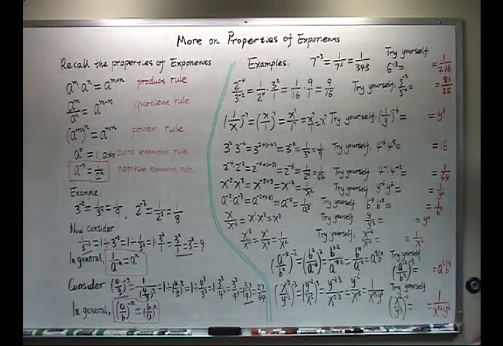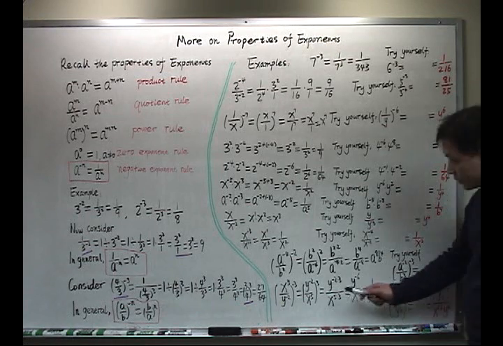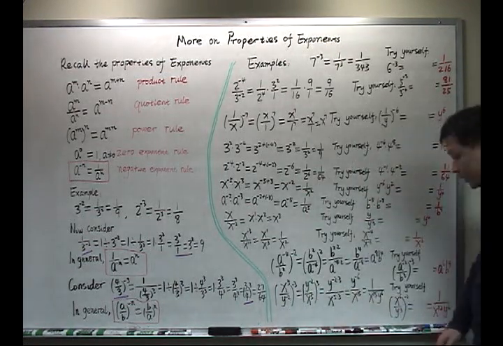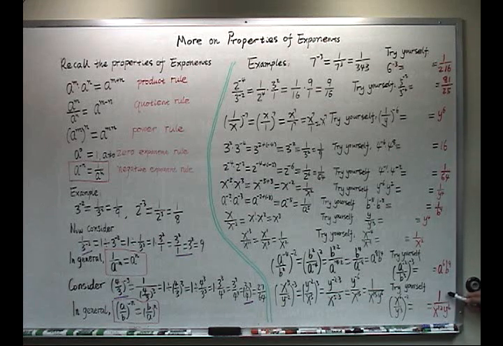Try this one yourself. Similarly, we have the one right here, similar to this one. The final answer is the one right here: 1 over x to the 12th, and then here is y to the 6th.